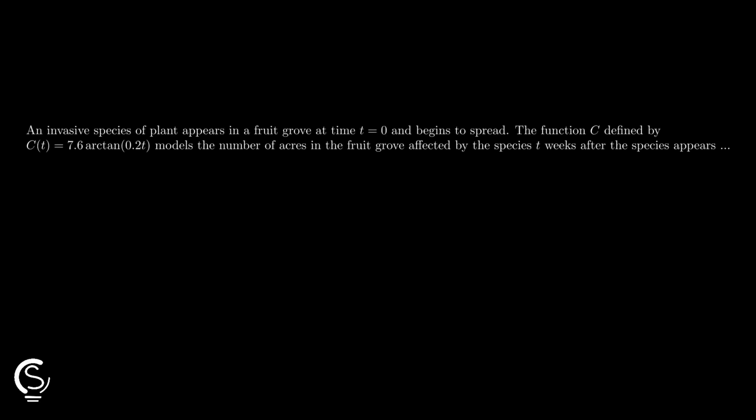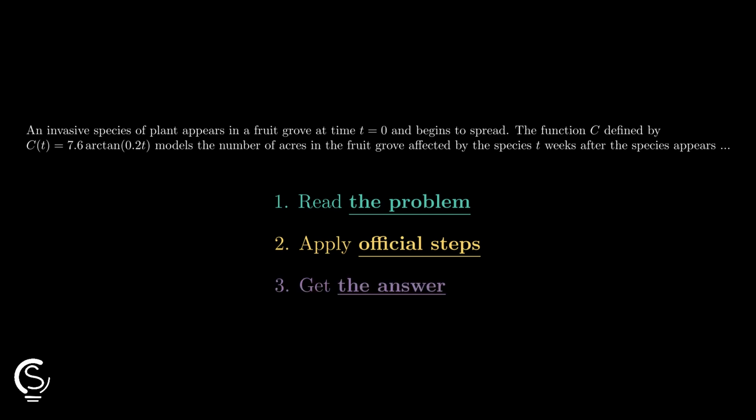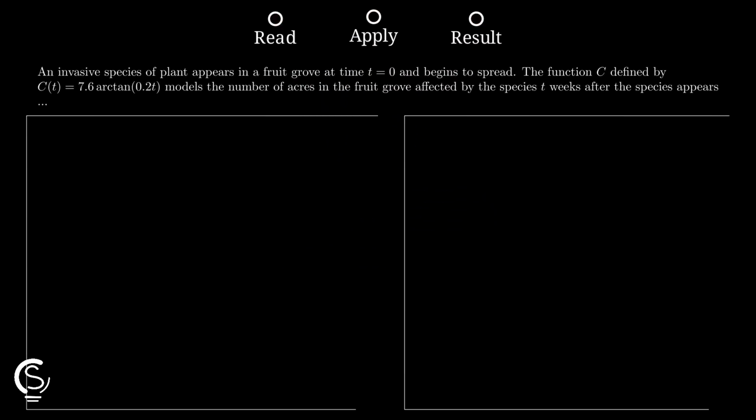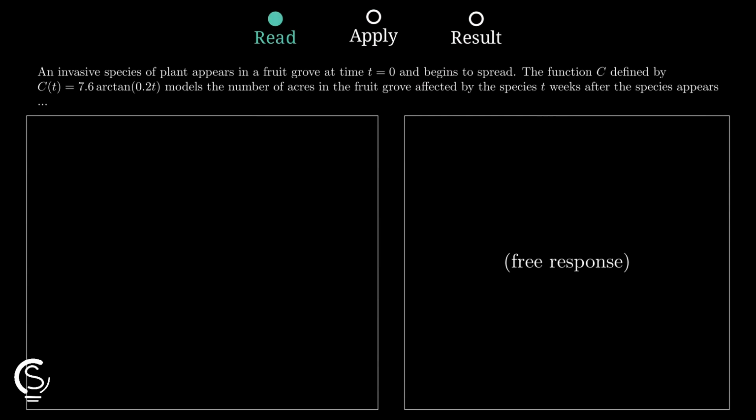Let's level up. Part A, the average value of C of t over 0 to 4 is 1 over 4 minus 0 times the integral from 0 to 4 of C of t dt, which gives about 2.77 acres.